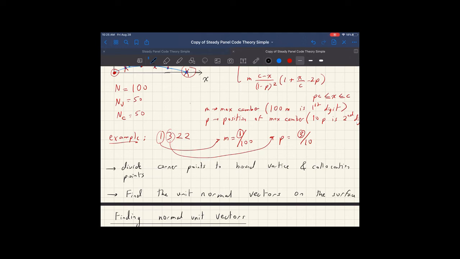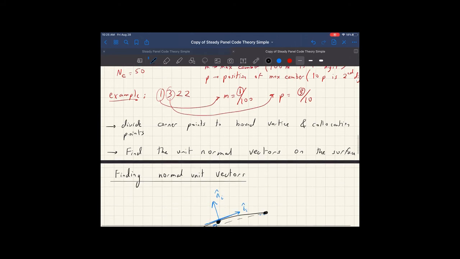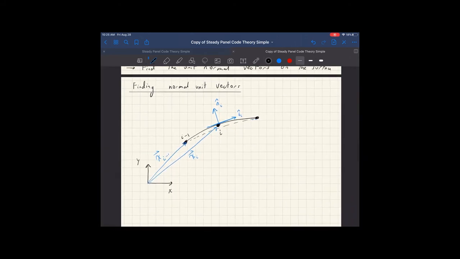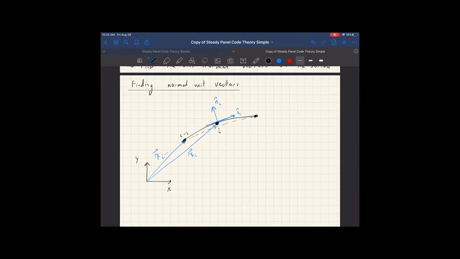So since we are interested in finding the normal components of velocities on the surface at the control points, or the collocation points, we have to come up with a system to define the normal unit vector on the surface of the camber line. And here I have a note on how to find the normal unit vector over a wing or over the collocation point.